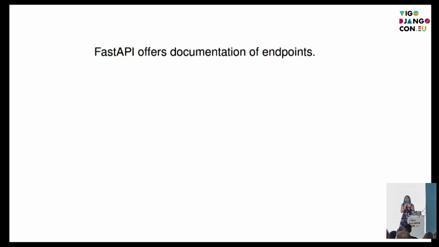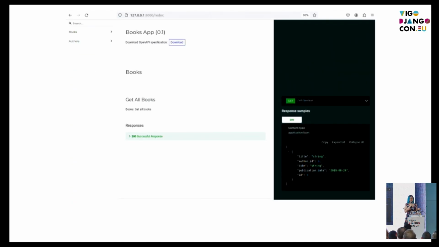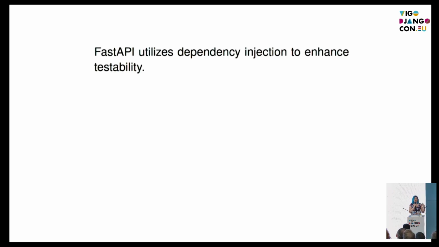Another thing which is very nice about FastAPI, this is not the reason why people mostly use it, but it's a nice plus, is that it offers documentation of endpoints. So if you open your app and go to /docs, you can explore and interact with your API directly. Alternatively, if you prefer a different style, you can go to /redoc and see the documentation in ReDoc format, which also utilizes the OpenAPI specification. This feature is possible in Django, but you have to use third-party libraries. It's not built in like in FastAPI. There's one more thing about FastAPI that I really like, and that's dependency injection.